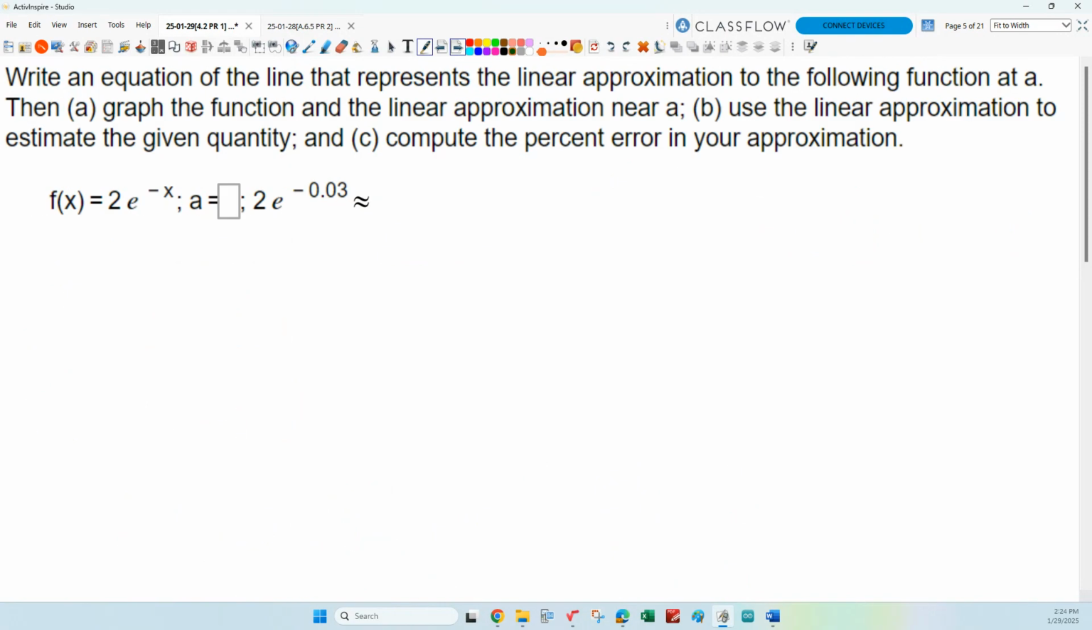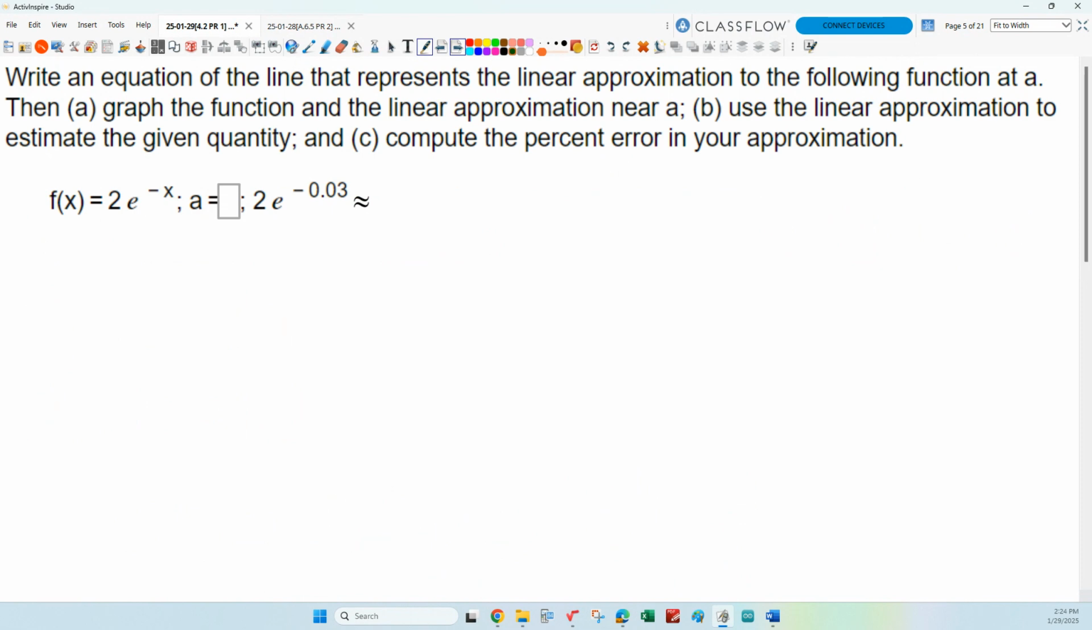Maybe we don't have to do too many of these, but what about one like this? So let's just do a couple at least. So again, we want to try to come up with an estimate of 2e to the negative 0.03, right? Is there a convenient value that we could use to come up with the linearization here? Is there a convenient value near that input value?